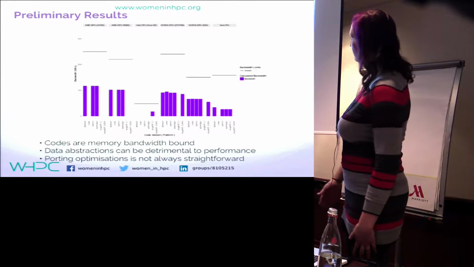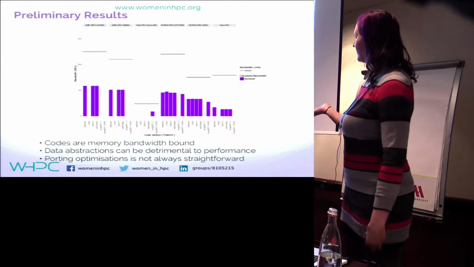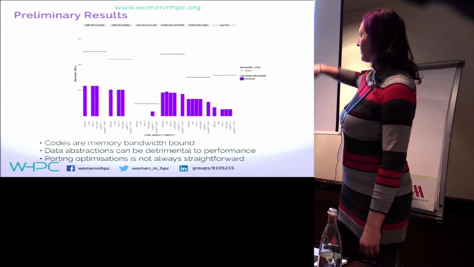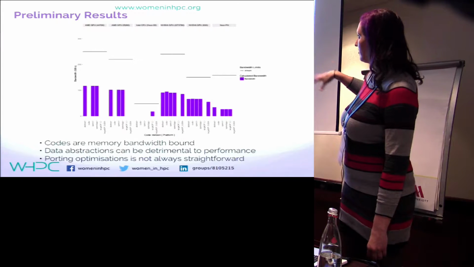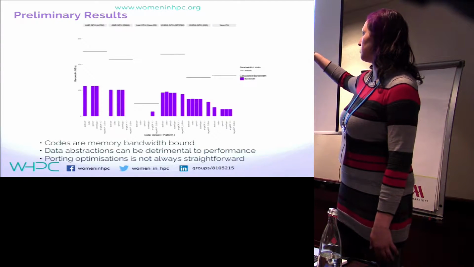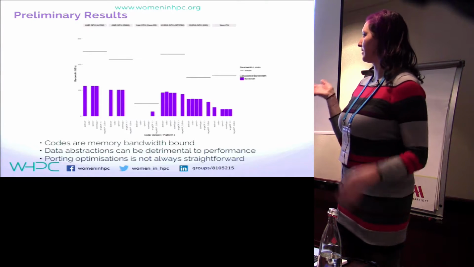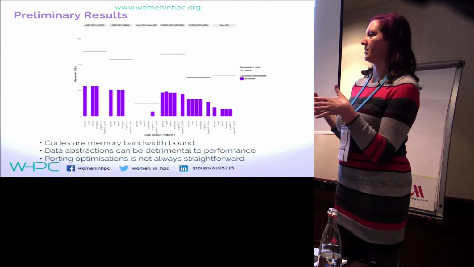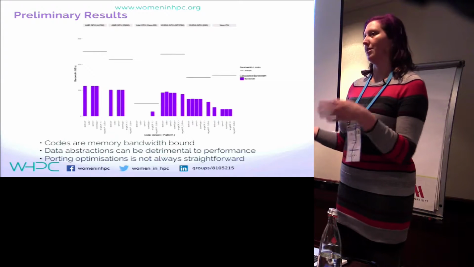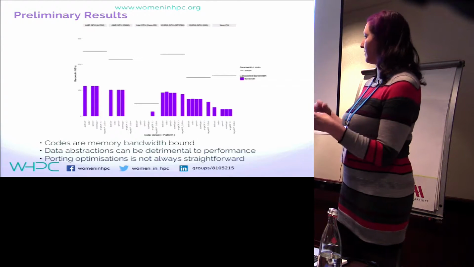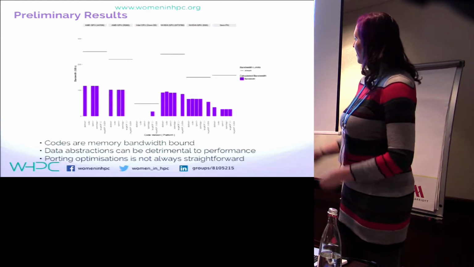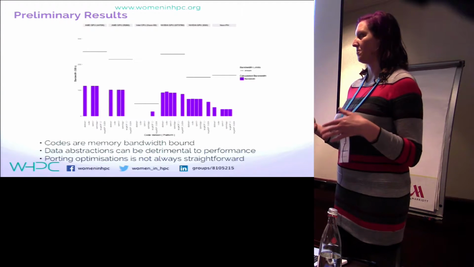This is a graph of preliminary results that I have. It's split up into different architectures that I've looked at. On the left, we've got AMD GPUs, NVIDIA GPUs, CPU, and Xeon Phi, and then looking at 5 or 6 different versions of the same code using OpenCL or CUDA or different libraries to see how well the performance works.